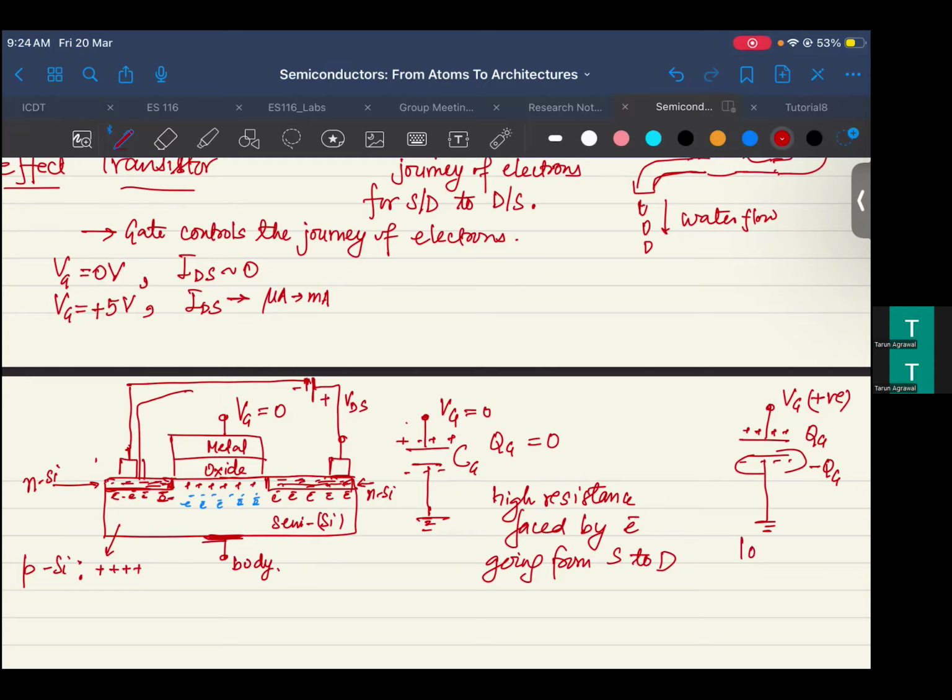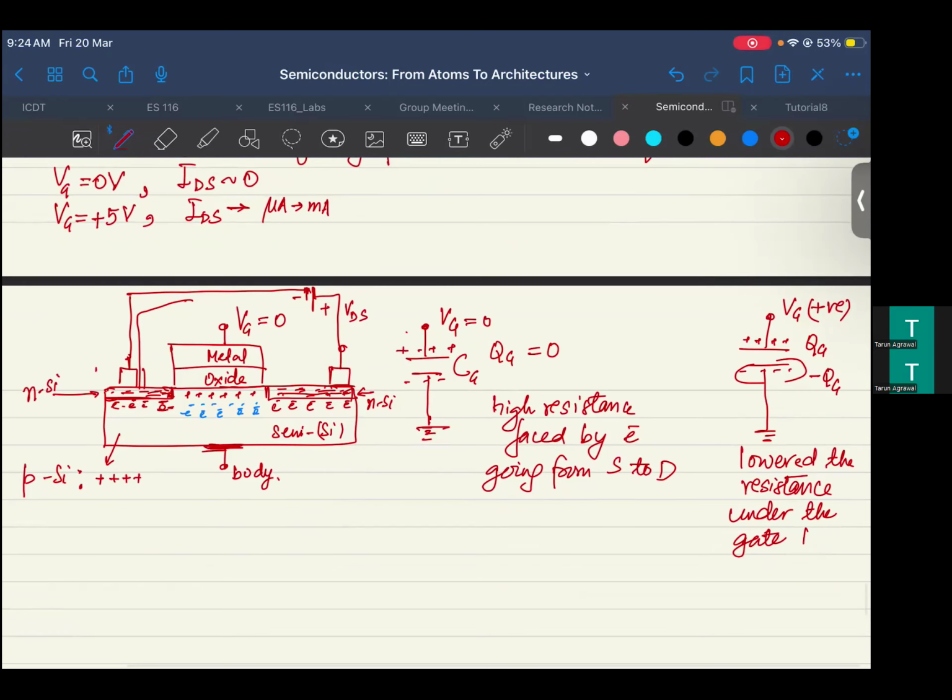So that means now what you have done is lowered the resistance under the gate by applying positive gate voltage. Okay, so that is the basic operation. What you see is that when you apply higher voltage, then you get higher currents. When you apply lower voltage, that means you apply 0 volt, electrons face a very high resistance.